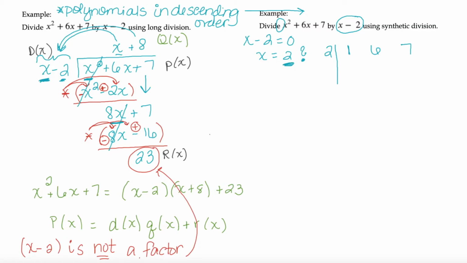I'm always going to bring down my first digit, regardless of what number it is. Then I'm going to take 2 times that digit, and 2 times 1 is 2, and I bring that value up underneath 6 and add those values together. 6 plus 2 is 8, and I do the same. 2 times 8 is 16, and I bring that to the next location. 7 plus 16 is 23. This value is always the remainder.